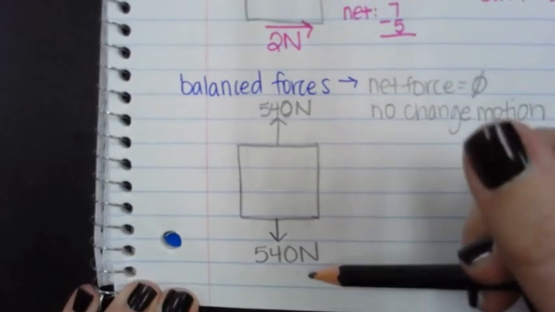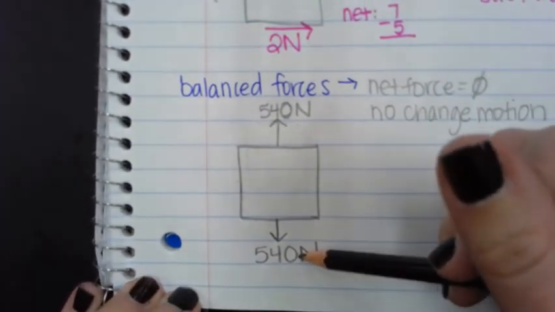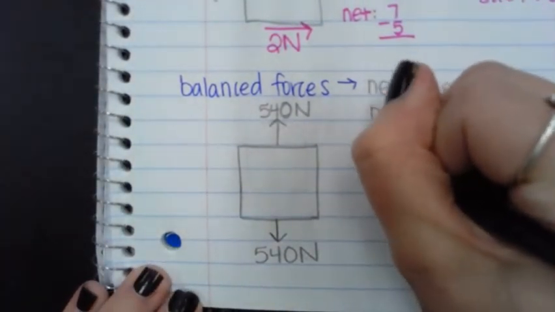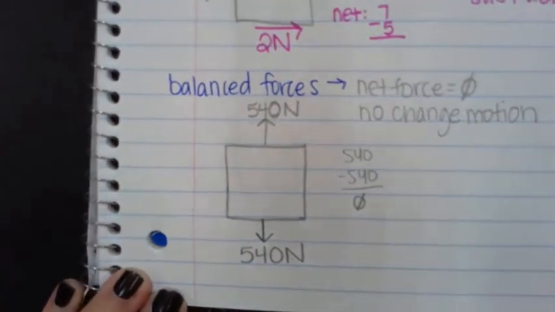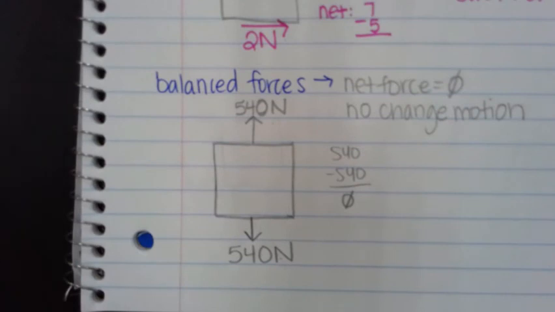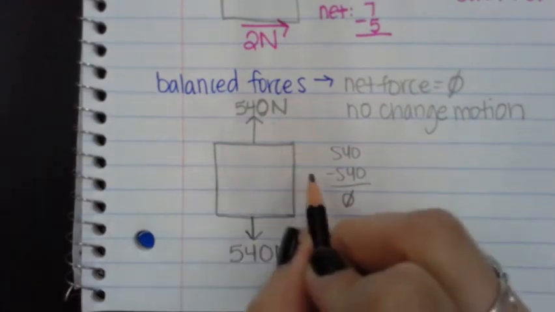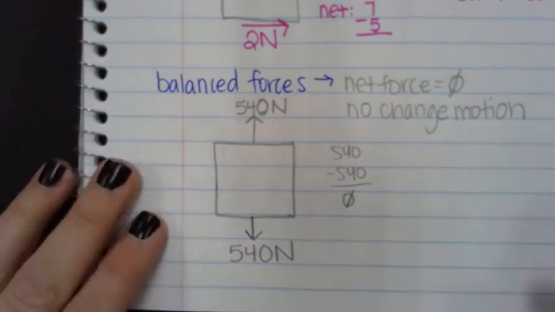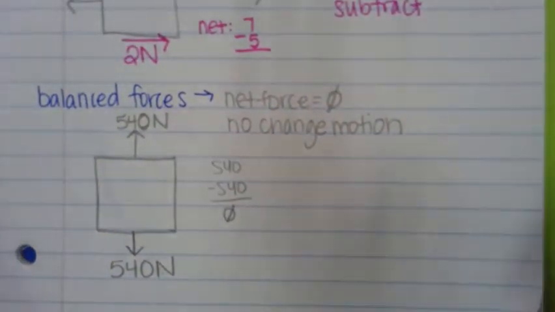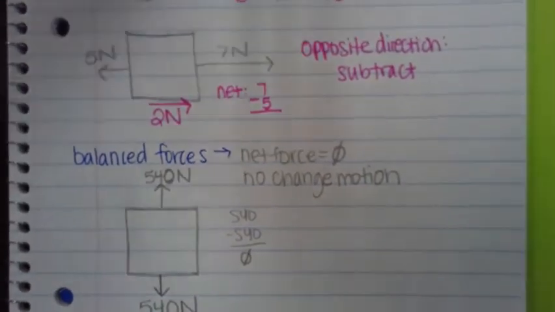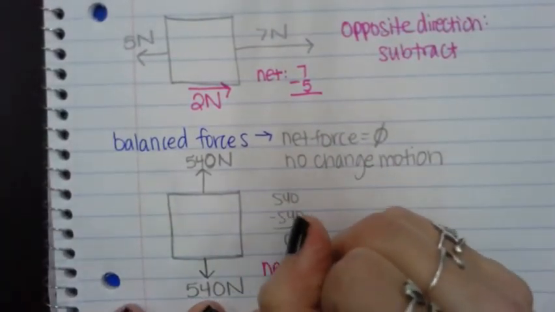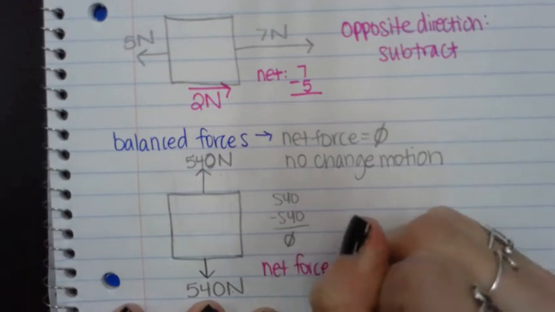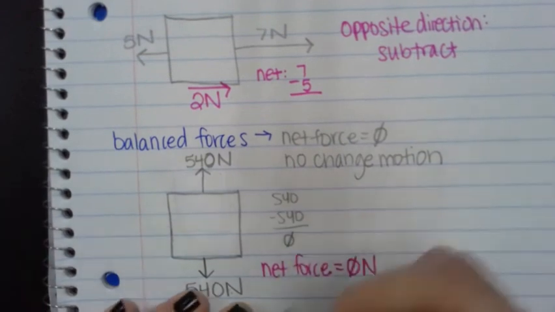Since these two are in opposite directions, you would subtract them. And then see that they cancel out. They balance each other like a seesaw, a teeter-totter that you have perfectly balanced. And this one I didn't put any forces on from the left or the right. So the net force here is 0. 0 newtons.